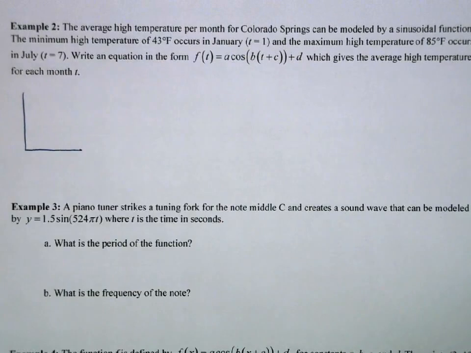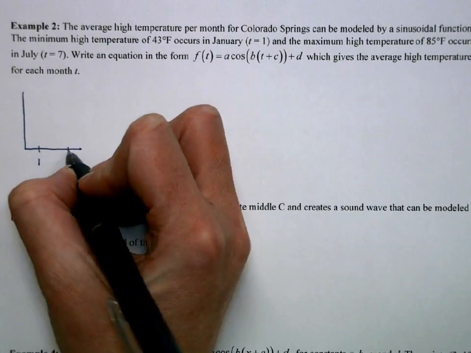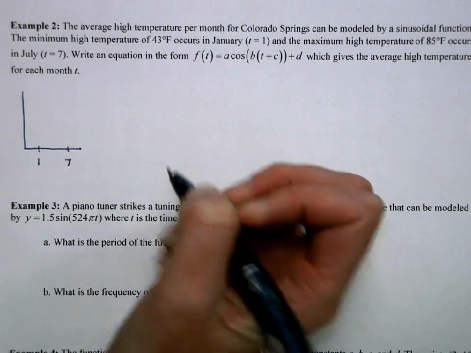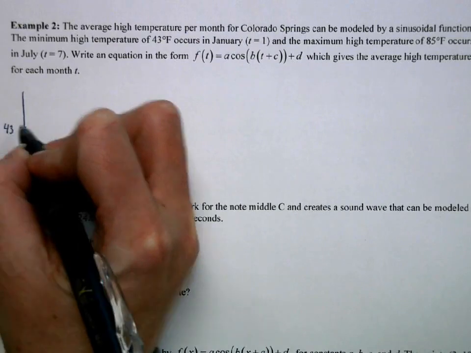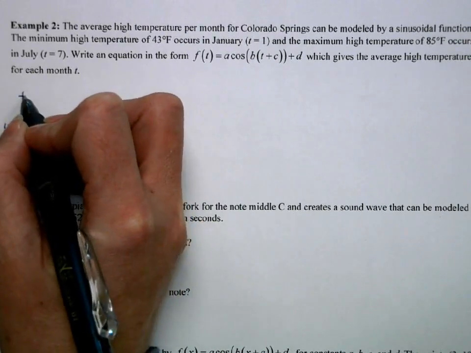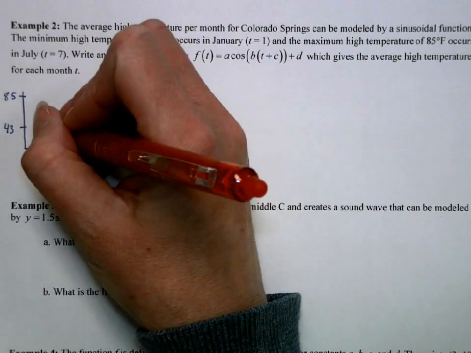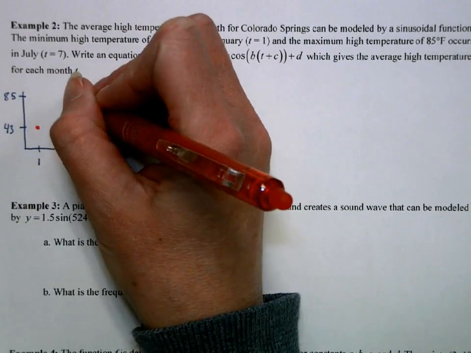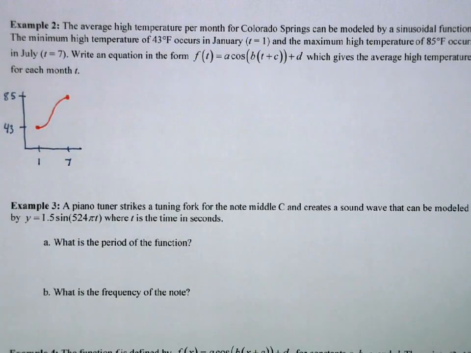Okay, and I have 2 points. I have my temperature in month 1, my temperature in month 7. My temperature in month 1 was 43, and my temperature in month 7 is 85 degrees. So if I were to graph this, we have our minimum here, our maximum here, which gives me half of a sine or a cosine curve. This one's going to be a cosine, so we're going to approach it that way.